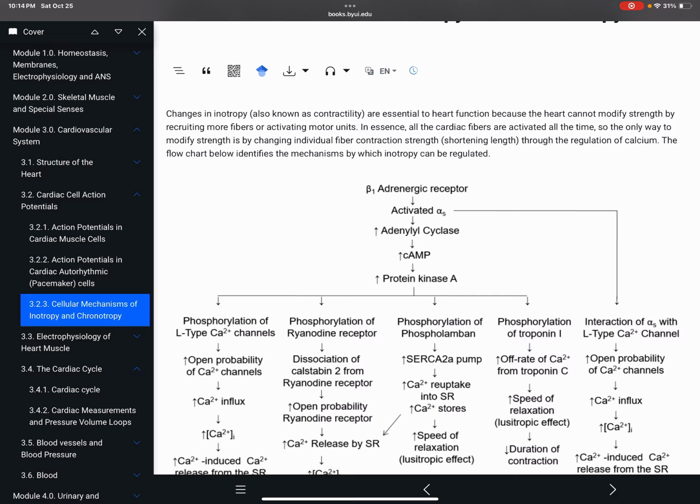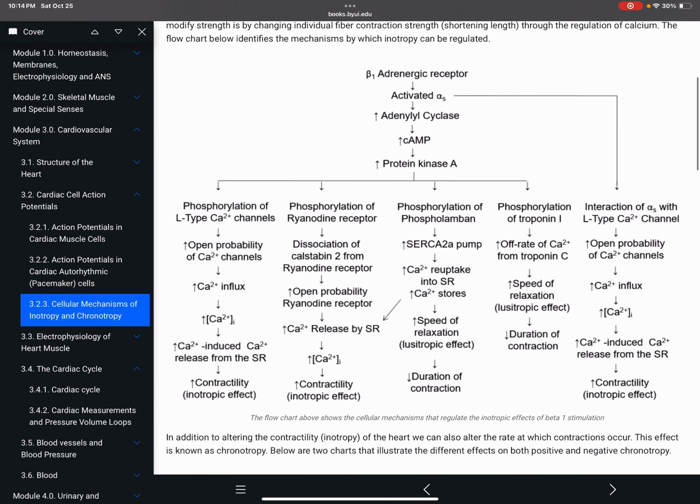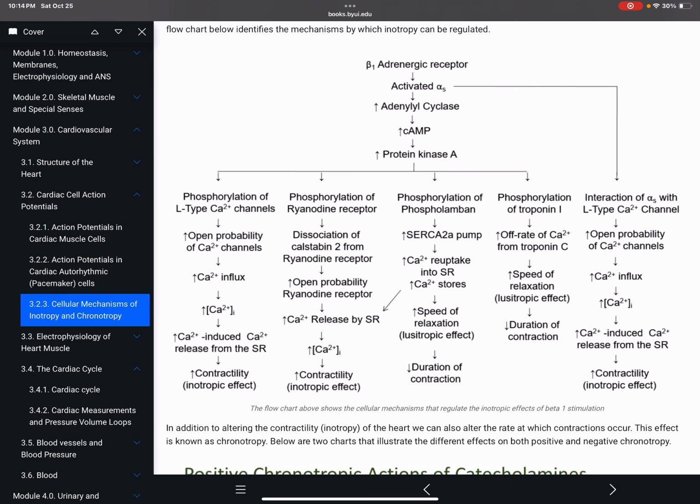Then with our chronotropic actions of catecholamines, we hit a beta 1, adenylyl cyclase, PKA, calcium influx, increased heart rate. Ready? Duration of contraction lower, increased heart rate.